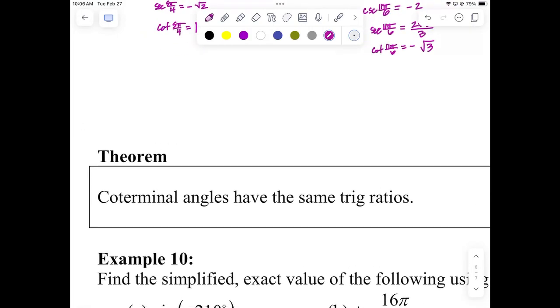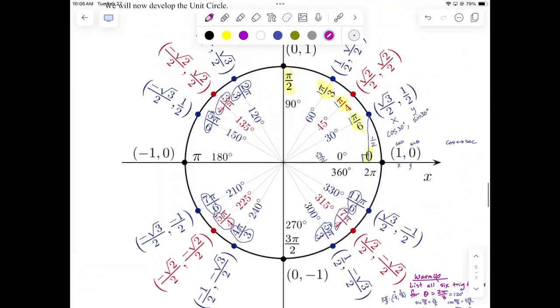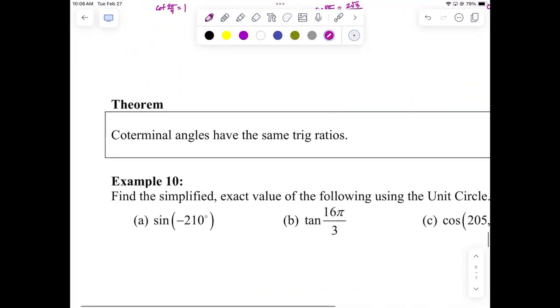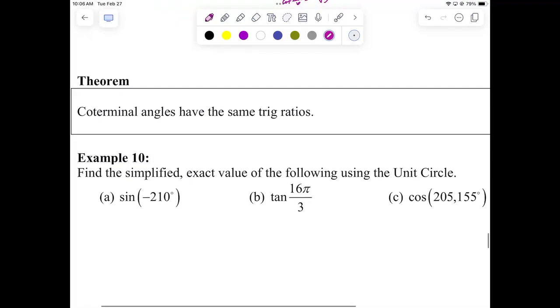Not only does the unit circle give us the exact trig values for all of the angles that we visually see on the unit circle, but because this theorem says coterminal angles have the same trig ratios, which I've already alluded to in class, we can expand the unit circle to infinitely many angles. All the angles that are coterminal with the ones on the unit circle. So we're probably going to need a calculator for some of this.